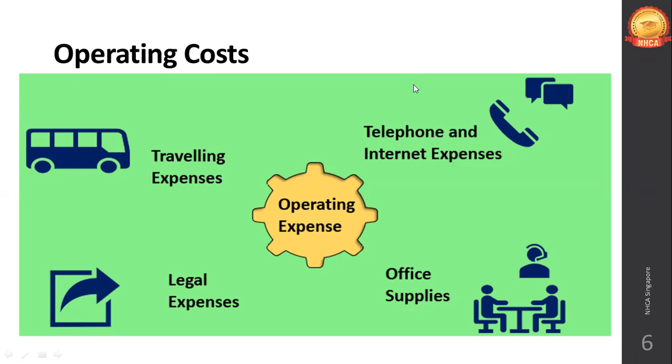Maintaining the inventory is an operating cost. AC repair has to be done. This repair has to be done. You have to call somebody. You have to give them money. It becomes an operating cost.